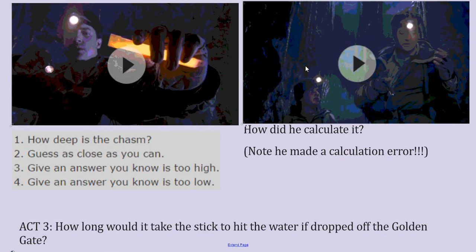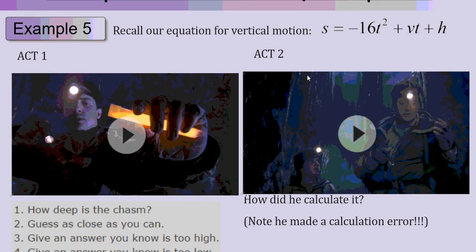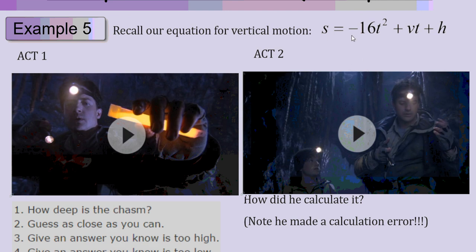In the video, I think it takes about 3 seconds for it to hit the ground. Then he can estimate how high he is, because S is the final position. The final position, if it hits the ground, is 0, equals -16 times 3 squared, which is 9, plus v, the initial velocity. If you just drop something, the initial velocity is 0 times 3 seconds. And then plus h, the initial height, which is what he wants to know: how high he is off the ground. We don't know that.